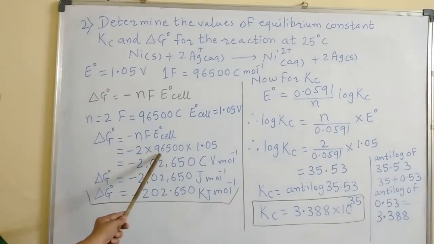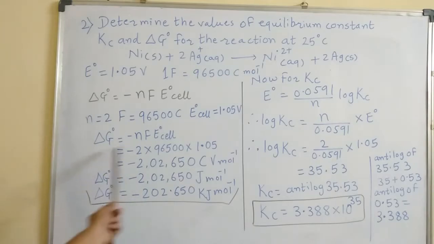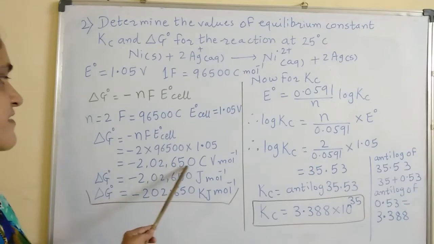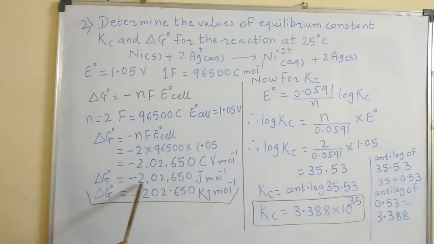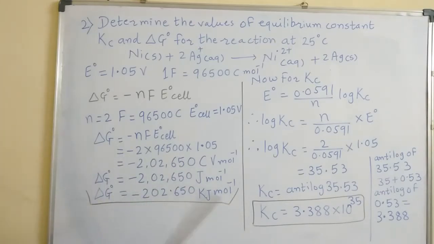So minus 2 into 96,500 into 1.05. The calculation, if we do for the multiplication of these numbers, we will get the final answer as minus 2,02,650 coulomb volt per mole. It is also equal to the same number of joule per mole, and if we want to convert it into kilojoule, then it will be divided by 1000, that is equal to minus 202.650 kilojoule per mole. In this way we are getting the answer for delta G naught.